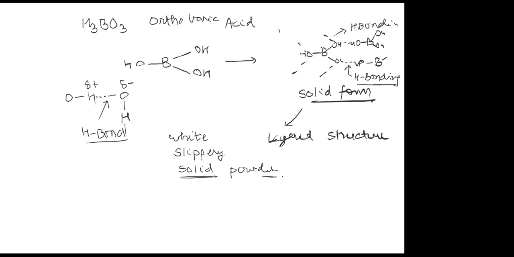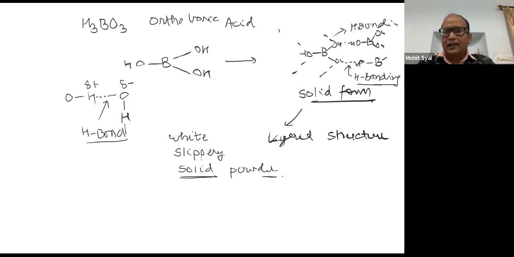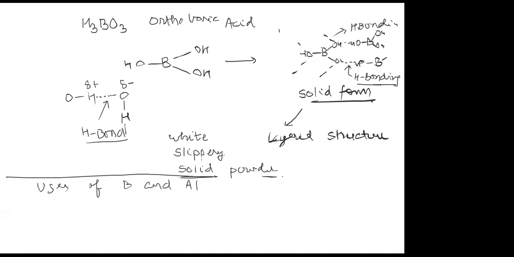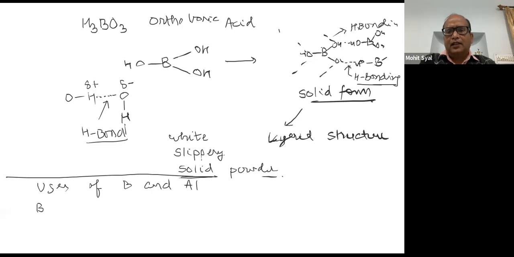Okay. Now let's move to the uses of these elements. What are the uses? Can you tell some of the uses? Though we have discussed the uses. What are the uses of boron and aluminium? Uses of boron and aluminium. Boron actually is used in control rods of nuclear reactors.